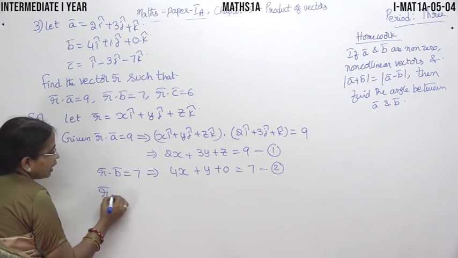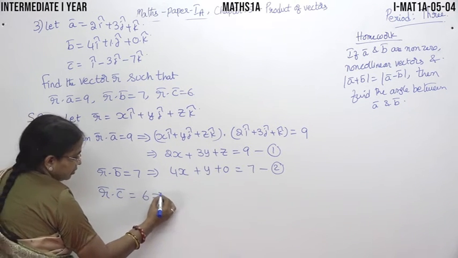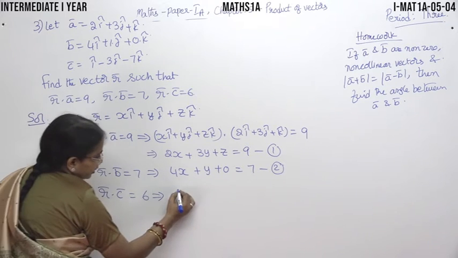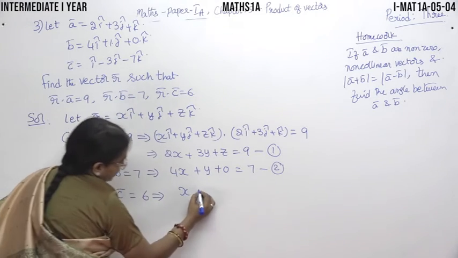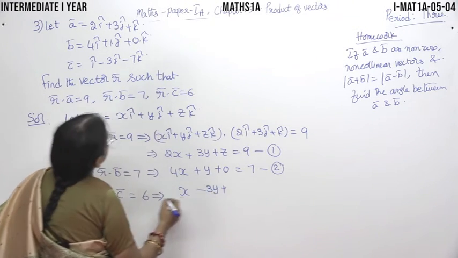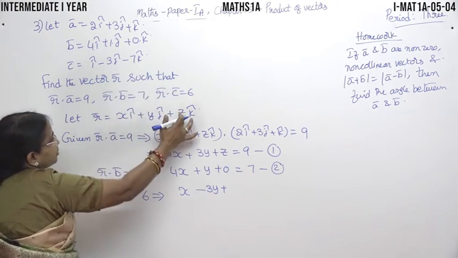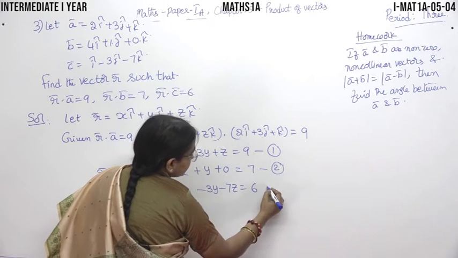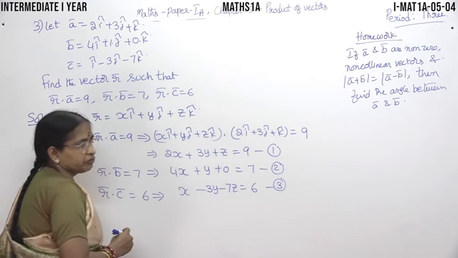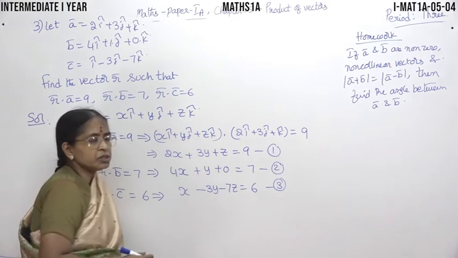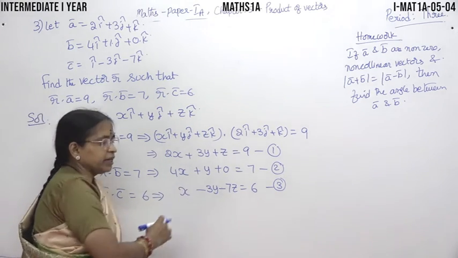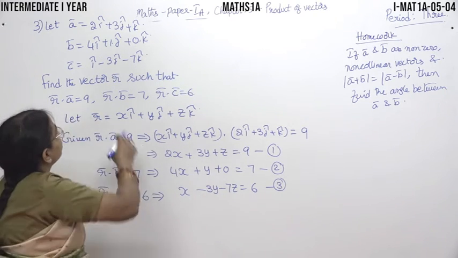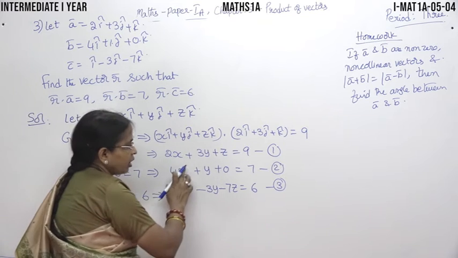Next you are given R dot C is equal to 6. So R dot C: x into 1, so x, and then y into minus 3, so minus 3y, plus minus 7 into z, so it is minus 7z is equal to 6. So these are the three equations which you have to solve. How to solve these three equations and find x, y and z? After finding x, y, z, you can substitute and you will get the required vector R.